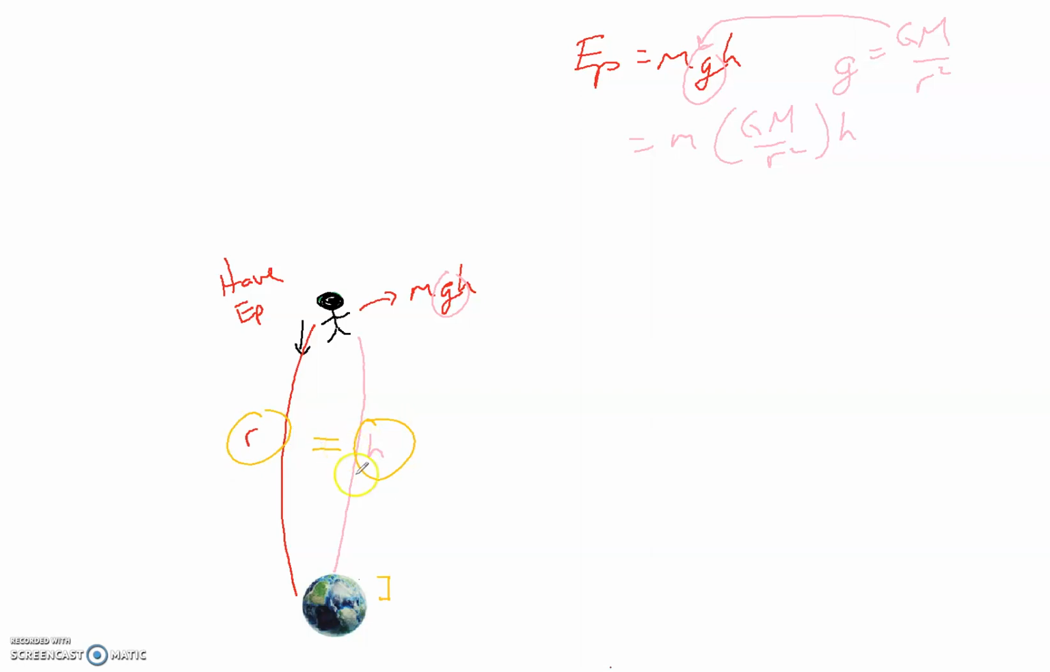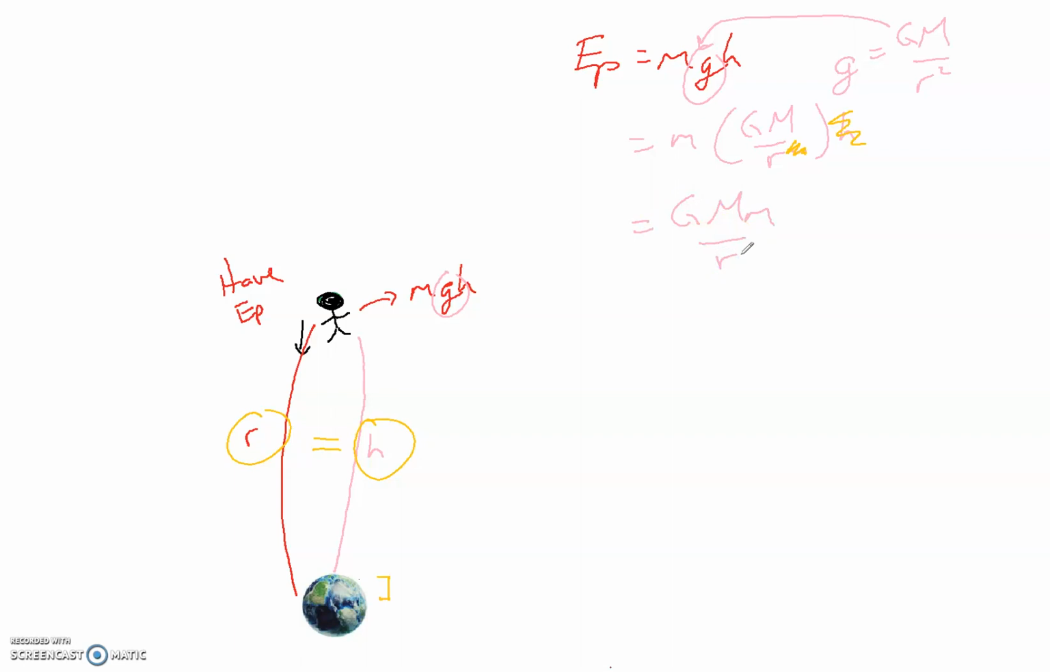So if that's true, we can go back to our expression over here. If this h up here is pretty much the same thing as the two r's down there, it actually helps to cancel off one of the r's. So the h on the top cancels off one of the r's at the bottom. And what we're left with then, if we rearrange this a little bit, is GMm over r.